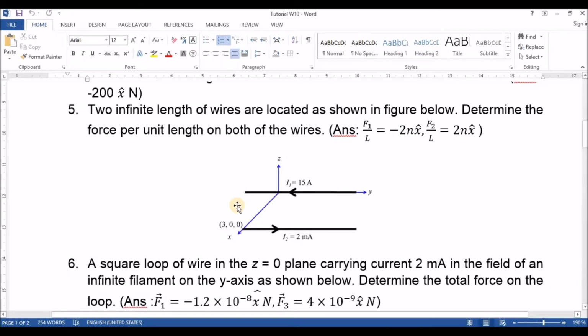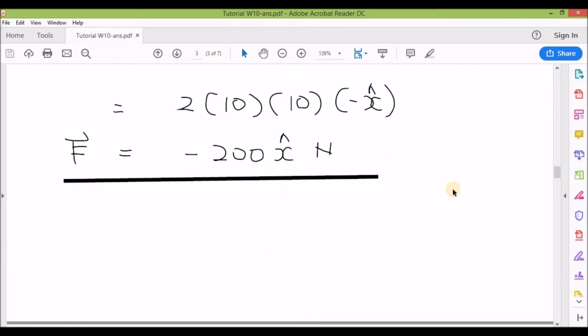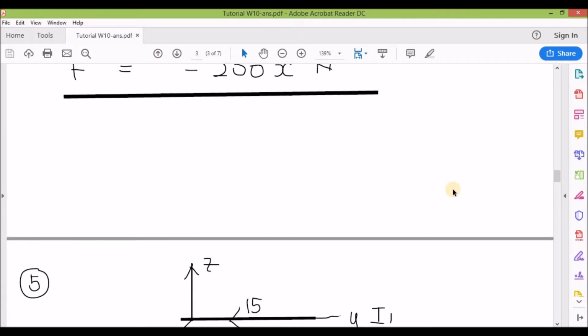Okay, let's look at question 5. So you have two infinite length of wire. So these are your wires, and they are located as shown in the figure. So determine the force per unit length on both the wires. So you need to find the force F1 over L, because it is force per unit length, and also F2 over L. So for this case, it is similar to the exercise when I delivered the lecture that day.